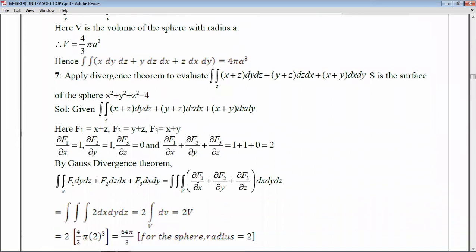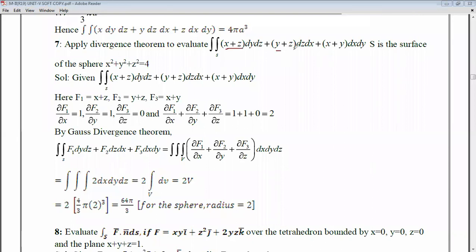And next, same as the previous problem, apply the divergence theorem to evaluate the integral of (x plus z) dy dz, and (y plus z) dz dx, and (x plus y) dx dy. So this is F bar dot n bar dS. And what is the surface here? Here also they gave a sphere equation, and we can write it as 2 square. If we compare x square plus y square plus z square is equal to r square, then r is equal to 2. So the radius here is 2 units. And you can compare the given one with F1 dy dz.